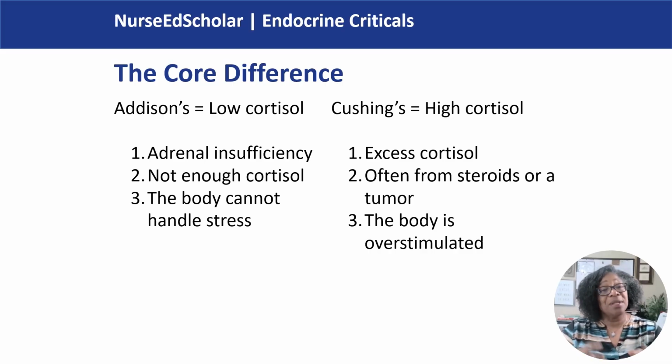Okay. Now, on the other side, Cushing syndrome is excess cortisol production, or it could be because your patient has been getting large amounts of steroids for weeks to months. Or they may have a tumor that's hypersecreting cortisol. So the body is just overstimulated with Cushing syndrome, with all of this cortisol.